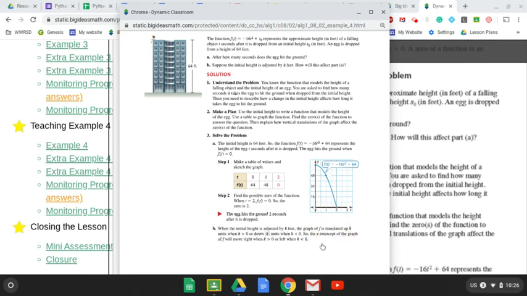When the initial height is adjusted by k feet, the graph of f is translated up k units when k is greater than 0, or down k units when k is less than 0. So the x-intercept of the graph will move right when there's more time or left when there's less time. Let's look at another example like this and let's let Big Ideas explain it.